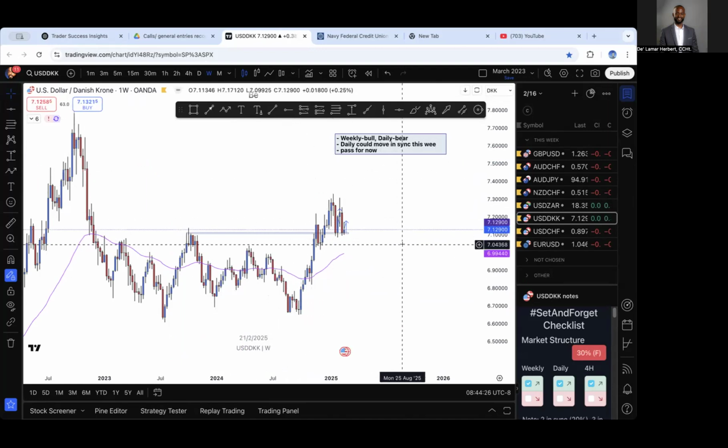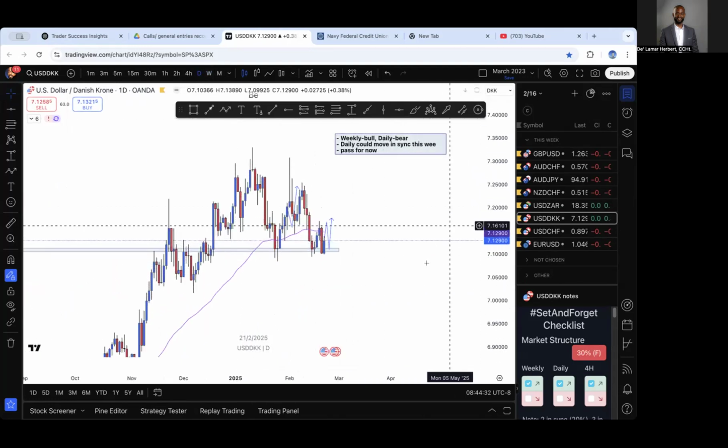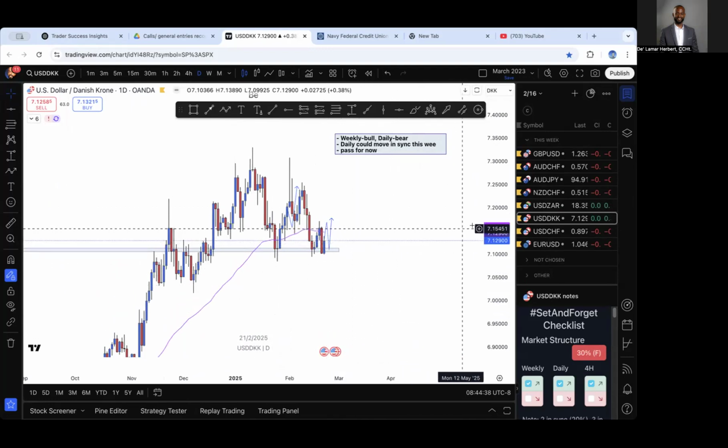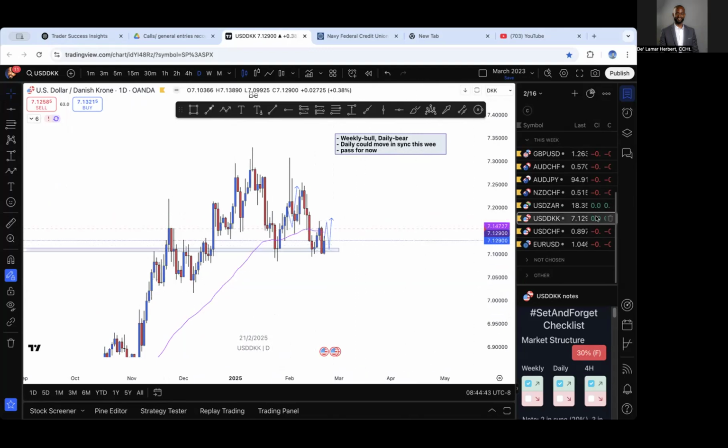USD DKK. Okay, right now price is at the AOI, bullish. Daily is technically bearish. We could do the same thing we did with USD CHF, almost identical. I'm just going to put an alert here. Actually, I really don't even need to put an alert since it's pretty much identical. If I know that one pair is reaching that level, then I can just look at the other pairs and compare. But for right now, they're not in sync, so pass.